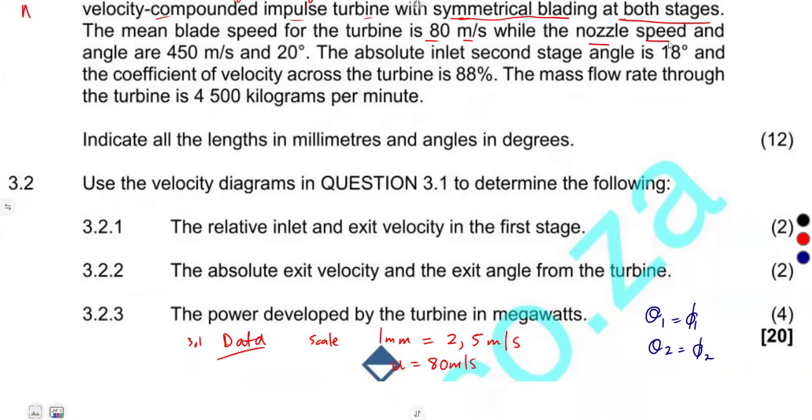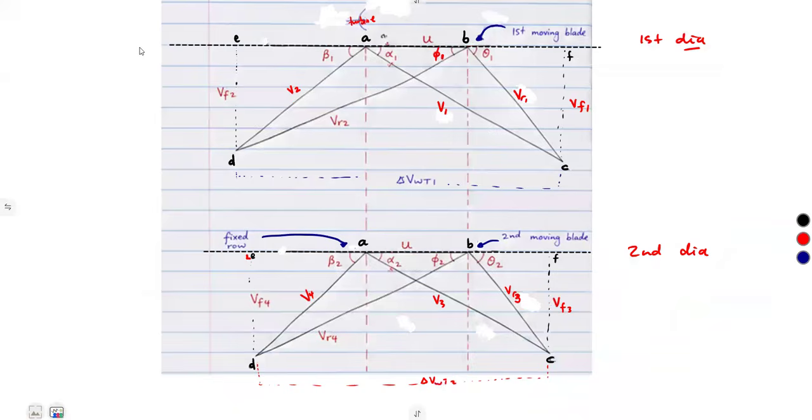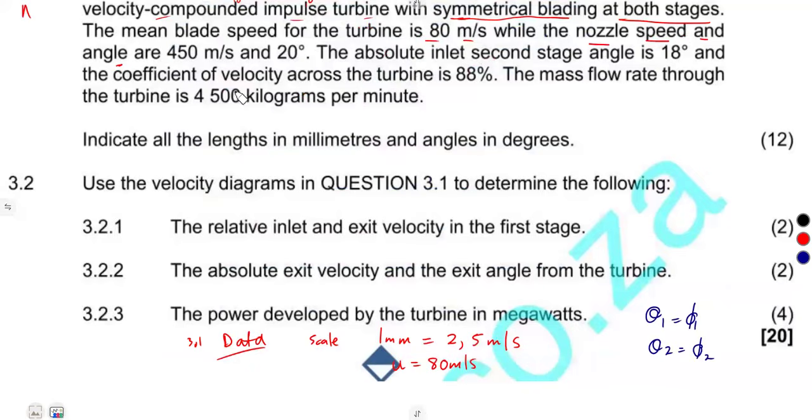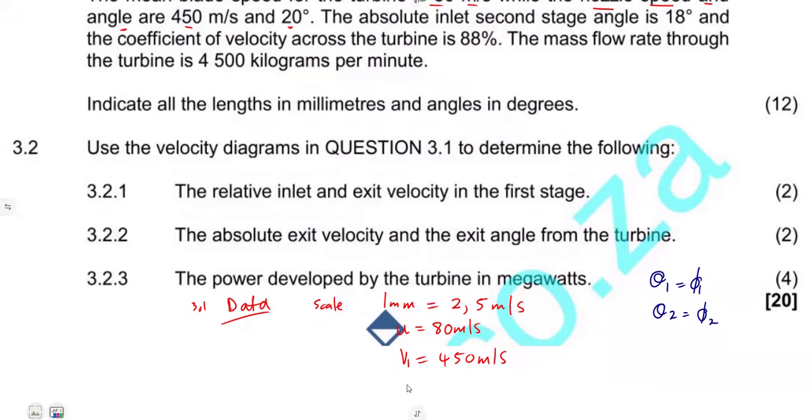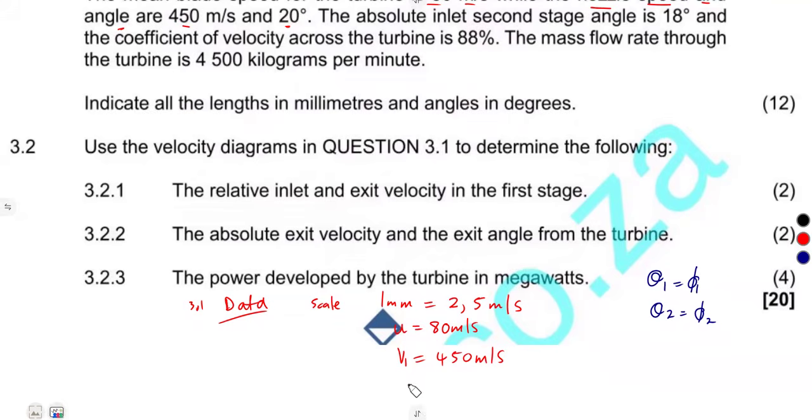While the nozzle speed V1 and its angle alpha 1, that is the nozzle angle, are given. So that's our V1 from the nozzle, our nozzle speed, 450 meters per second, and its corresponding angle, which is the nozzle angle, is 20 degrees.